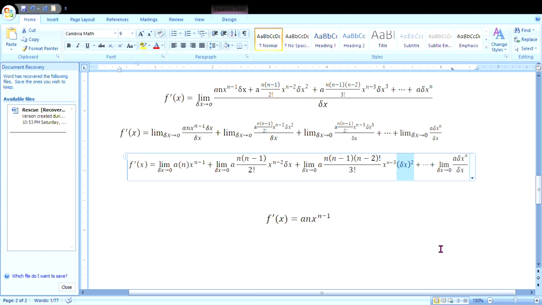Here you see that the only term that does not have delta x is a n s raised to n minus 1. For the other terms, once delta x tends to 0, the whole of this part is eventually blown off, and f prime of x becomes a times n times s raised to the power of n minus 1. This is the derivative of f of x equals a times s raised to the power of n from first principle.